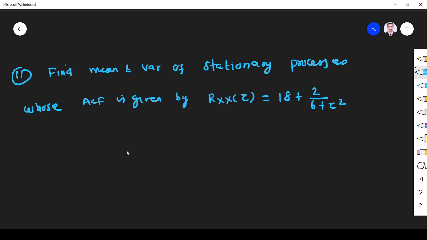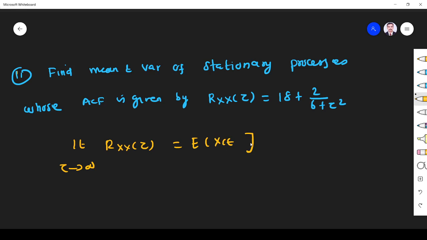The next question is: find the mean and variance of a stationary process whose autocorrelation function is given by 18 plus 2 divided by 6 plus tau squared. I have to find mean and variance. So how can we find it? They have given Rxx of tau only. I know limit tau tends to infinity, Rxx of tau is E of x square t, right? Okay, fine. So sorry, not E of x square t, it is E of x t whole square.